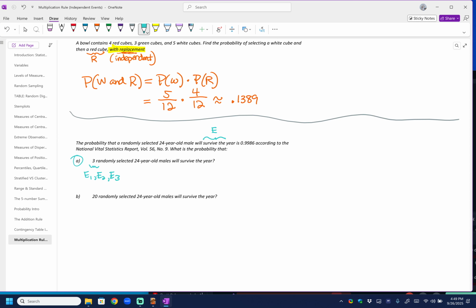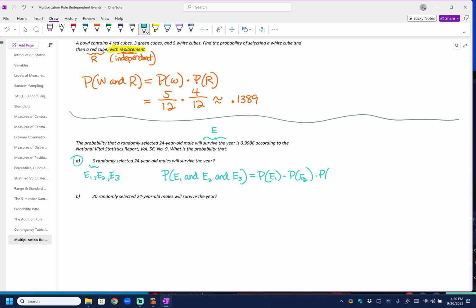So how would we find this probability? Well, we're looking for the probability that the first person survives, and then the second person, specifically a male, survives, and then the third person survives. 3 in succession. So therefore, that should be equal to, if these are independent events, the probability of E1 times the probability of E2 times the probability of E3.